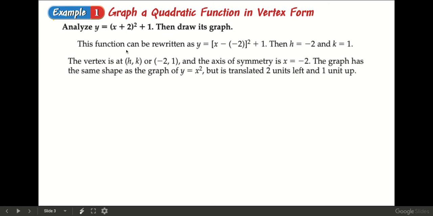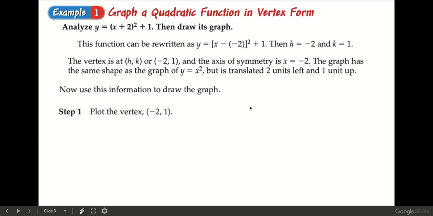The vertex, as we talked about earlier, has to be located at (h, k). The x value is h, the y value is k. Since we have our h and k values, we know that this equation must have a vertex at (-2, 1). And the axis of symmetry obviously has to run through this x-coordinate, so the axis of symmetry is x equals negative 2. The graph has the same shape as the graph of y equals x squared, but is translated 2 units to the left and 1 unit up. Now we're going to use this information to draw the graph. First we would plot the vertex at (-2, 1).